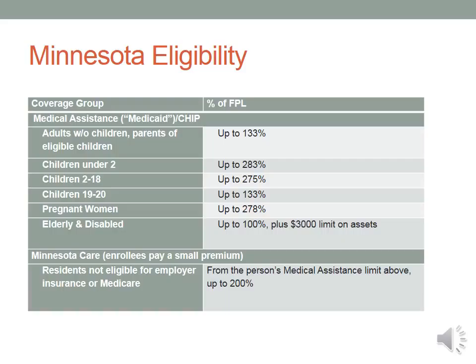But also just general health care, not long-term care, but general medical care under Medicaid. You have to be elderly, you can't earn more than 100% of the federal poverty limit, and you have an asset limit. Now, Minnesota has something special called MinnesotaCare, and this is a layer of coverage for those who are not eligible for employer insurance or Medicare, make too much to be eligible for medical assistance, the first part that I talked about, but are still below 200% of the federal poverty limit. If you're in that range, you can enroll in MinnesotaCare.